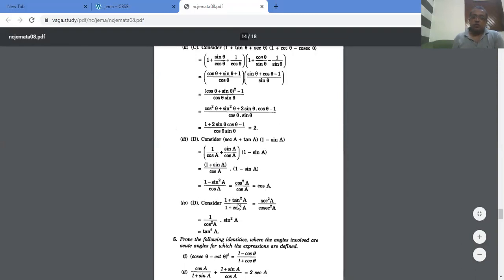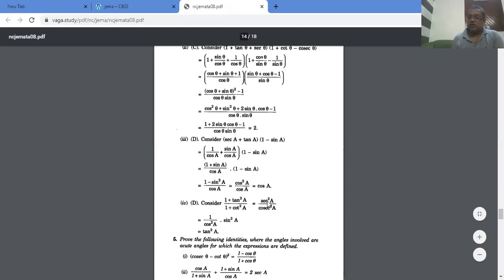Then 1 plus tan square by 1 plus cot square. Now this is an identity. What is 1 plus tan square? It can be replaced with sec square a, and 1 plus cot square can be replaced with cosec square a, right? So we get sec square upon cosec square. Now this can be written as 1 upon cos square, and this can be written as 1 upon sine square, right? So 1 upon cos square by 1 by sine square, we get sine square by cos square. So final answer we get tan square.